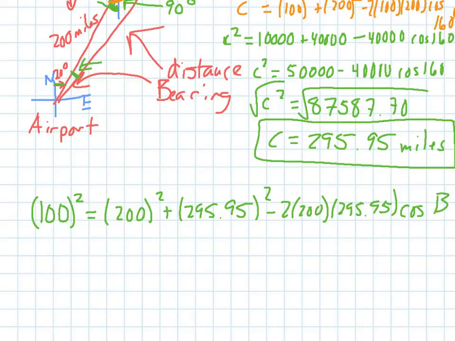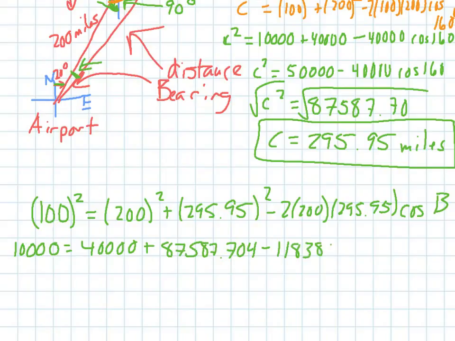So here, 100 squared is 10,000. Got 40,000 for 200 squared. We already know what 295.95 squared is because you should leave it in your calculator. Okay, so that's where I got that. Now, 2 times 200 times that number is going to be 118,380.88 cosine of B.